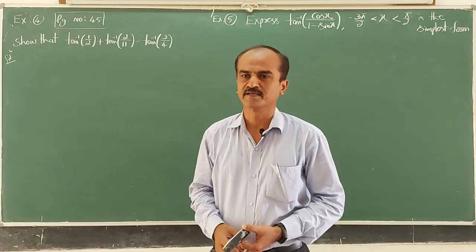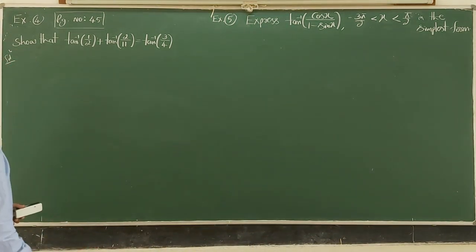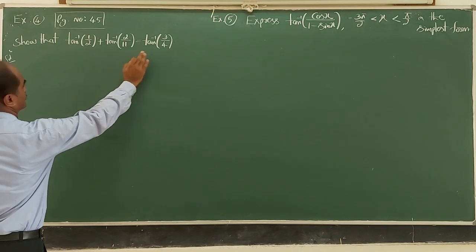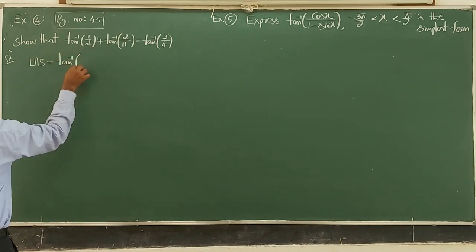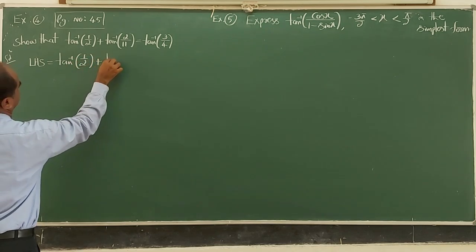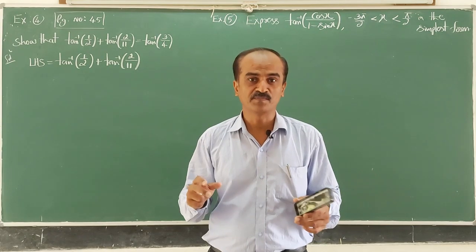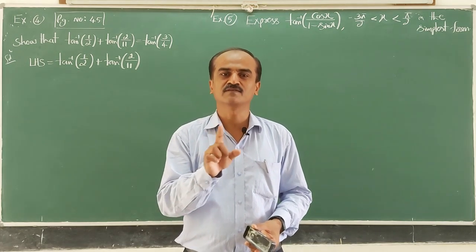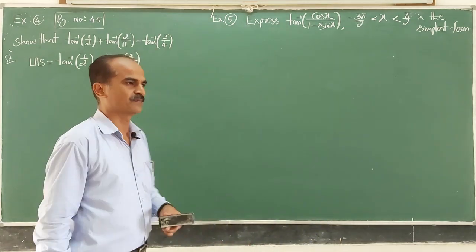Okay, now let me take example 4. In the textbook, page number 45, solved examples. Required to show that tan inverse 1 by 2 plus tan inverse 2 by 11 is a tan inverse of 3 by 4. Now let me write the LHS. Tan inverse of 1 by 2 plus a tan inverse of 2 by 11. One of the properties says tan inverse x plus tan inverse y is equal to tan inverse of x plus y divided by 1 minus xy. Now we can definitely apply that property.